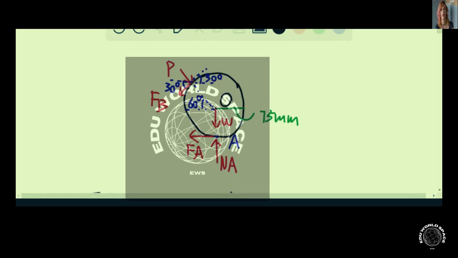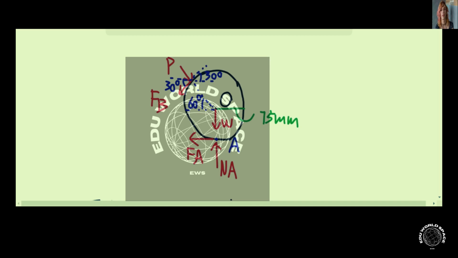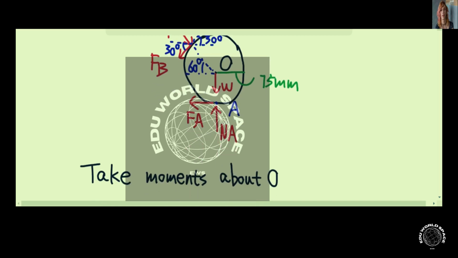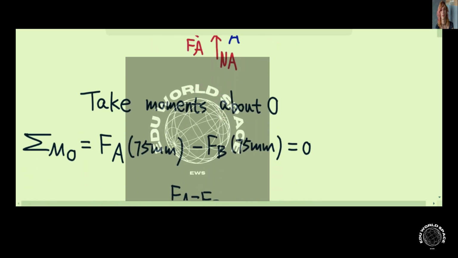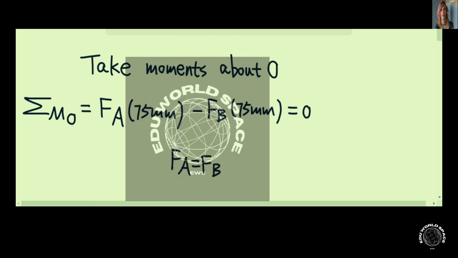Okay, so this is the force diagram on the ring. Let's take a look at the moments about point O. Consider counterclockwise moment as positive and clockwise moment as negative. Therefore, the moments at point O are Fa times 75 mm minus Fb times 75 mm equal to 0, which means that friction at point A is equal to friction at point B.